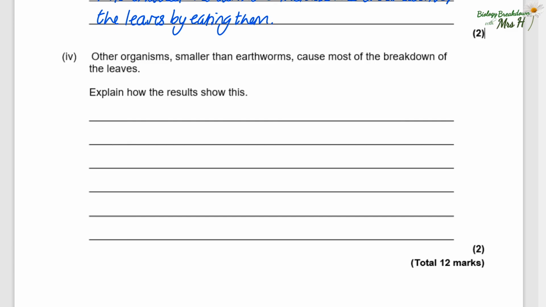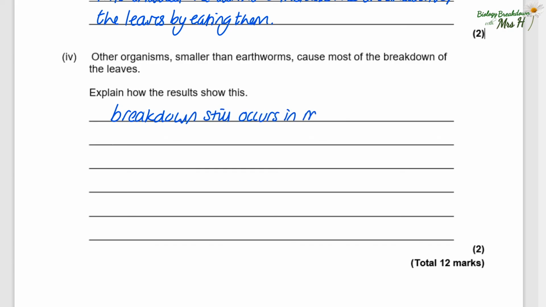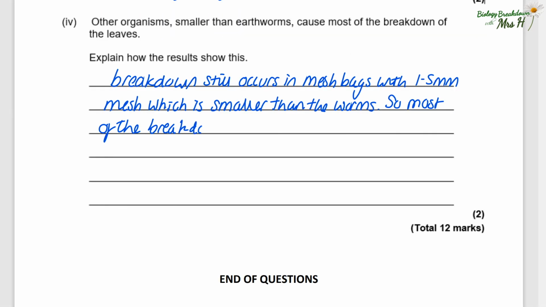Other organisms smaller than earthworms cause most of the breakdown of the leaves. Explain how the results show this. Well, if you have a look at the results, you can see that the breakdown still occurs in mesh bags that are 1.5 millimeters. No earthworms can actually get into those bags. So that must mean that most of the breakdown does occur without the worms. It implies that other organisms are being used to decay.